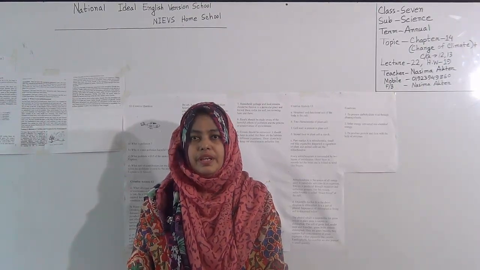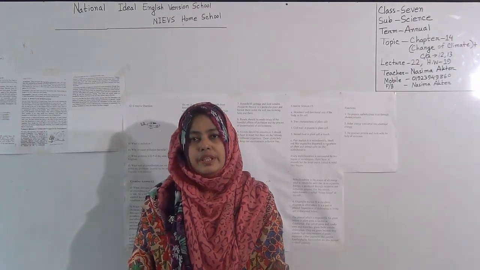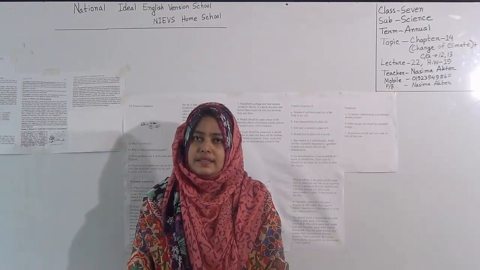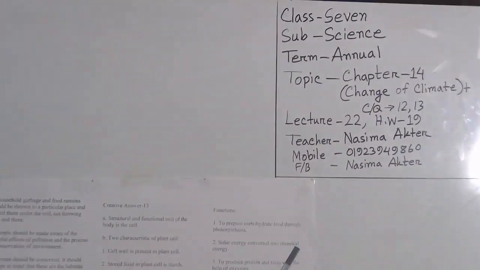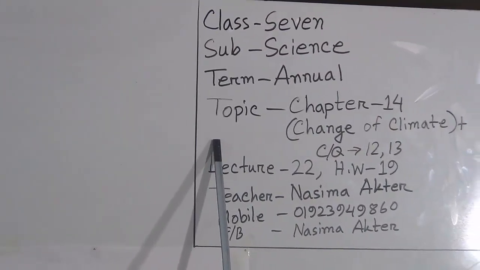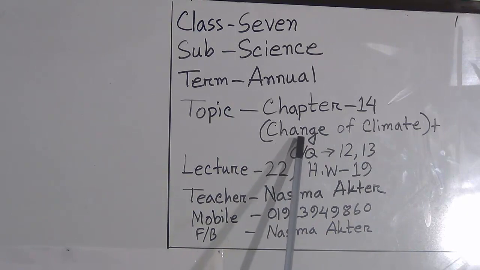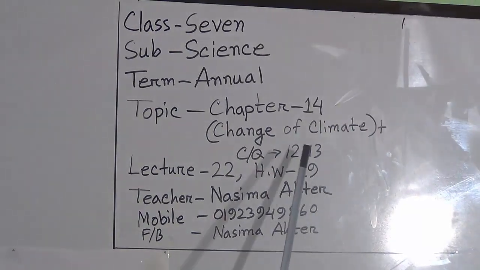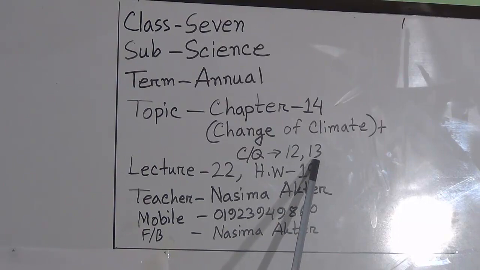Dear student, today I am going to take a science class for class 7 students. Our today's topic is chapter 14. Let us see today's topic at a glance. Our today's topic is chapter 14. The name of our chapter is Change of Climate, and we also discussed CQ, creative question, 12 number and 13 number based on our suggestion.